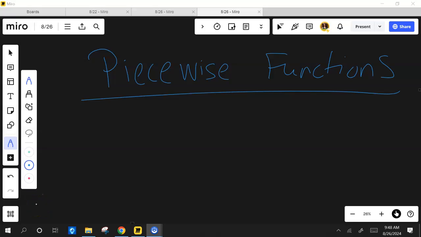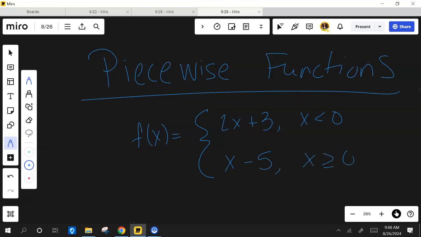Piecewise functions are exactly what they sound like. They are pieces of function that we put together to make one big function. And so they might look something like this. Two different equations, both of them lines, but they're different depending on where I am on the graph.